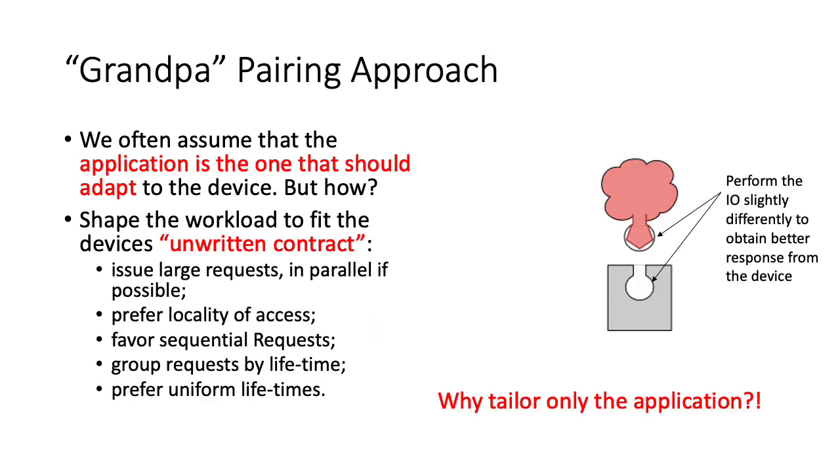What we want to run away from is what we've been calling the grandpa pairing approach, in which it is the application's job to adapt to the device. And how does it do it? Through a notion that's been recently developed, this unwritten contract. If the application follows these hidden rules, then the device is going to behave well. And these are a few items on these rules. But the question that we're asking is, why do we need to tailor only the application side of this equation?